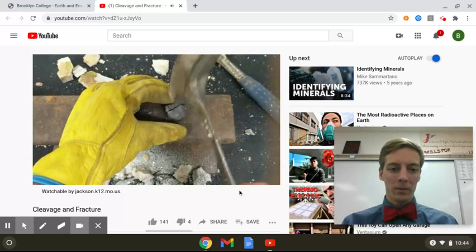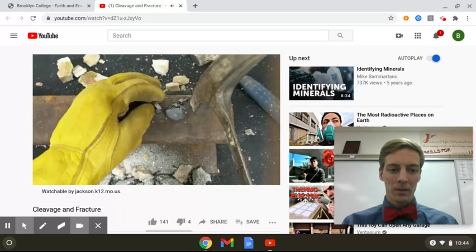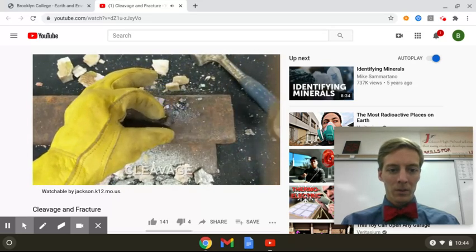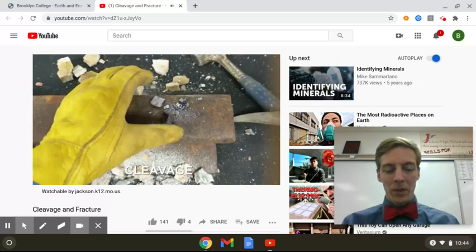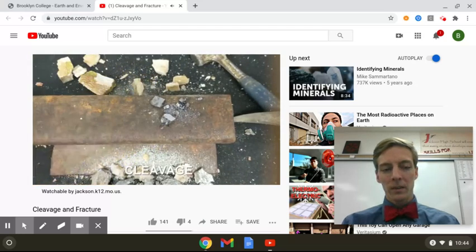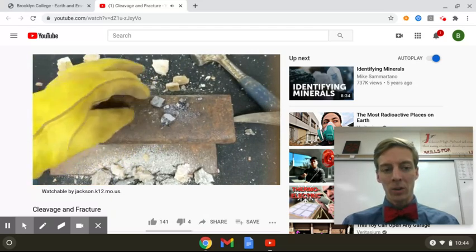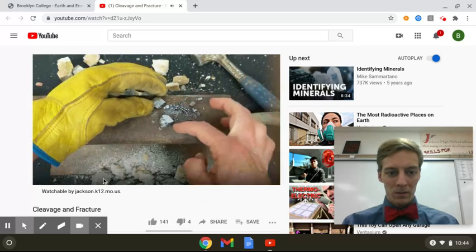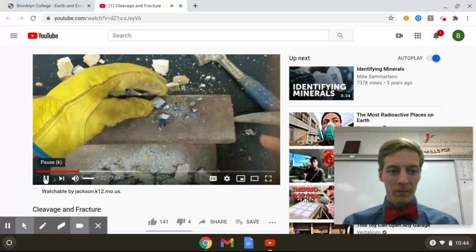Now, occasionally, rocks or minerals will break in smooth, even splits. This is known as cleavage. When a mineral is cleaved, we can see smooth, flat sides, known as facets. This is galena. Let's take a look at some of the distinct types of fracture and cleavage.